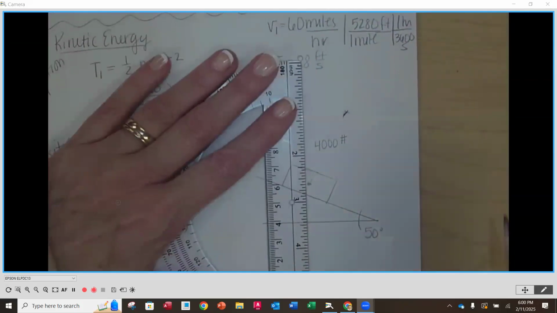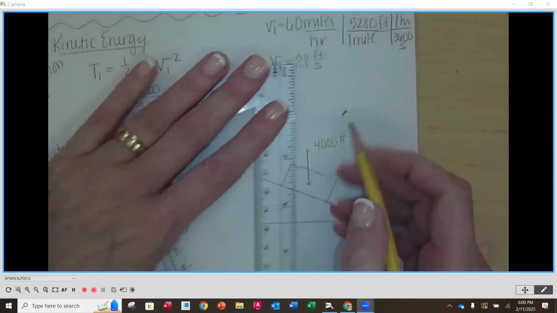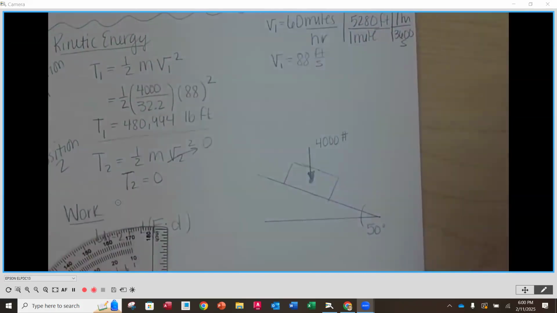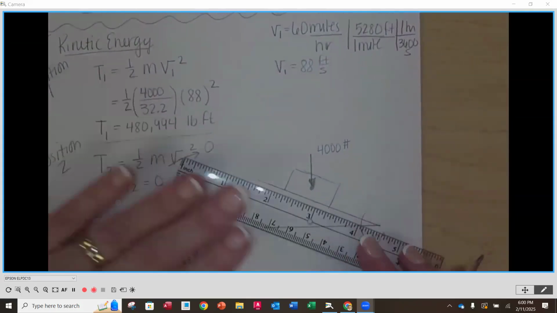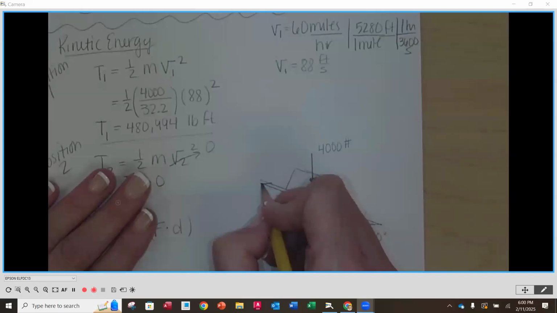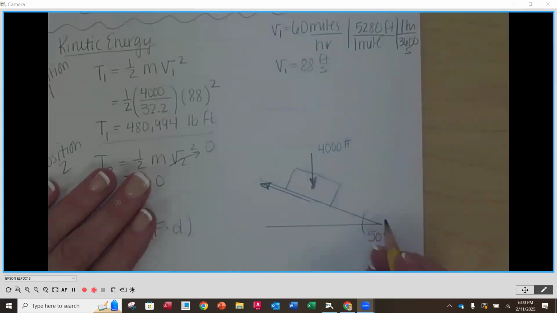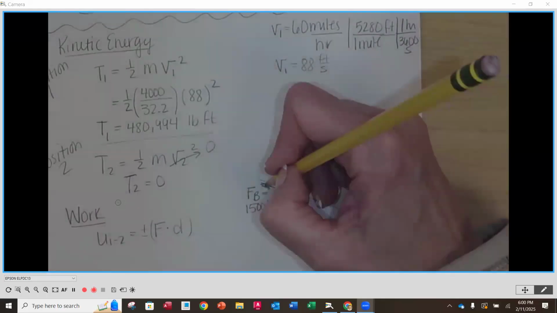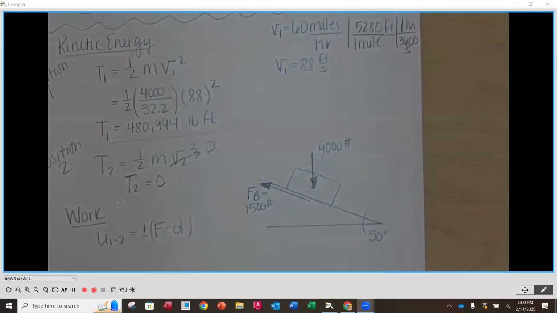I'm going to grab my straight edge. I was using it before. There we go. 4,000 pounds at the center of gravity, acting down. Now, as this is going down, again, this is a car, it has wheels. We know that there's a braking force, and that braking force is going to work in the opposite direction of motion. So my motion is going down the incline, right? And my braking force, B, is going to be equal to 1,500 pounds, and that's this force right here, opposing the motion.